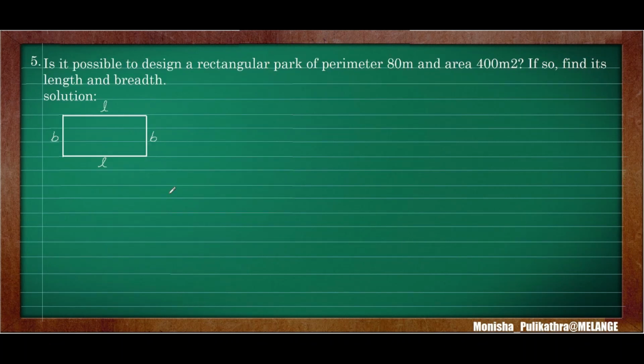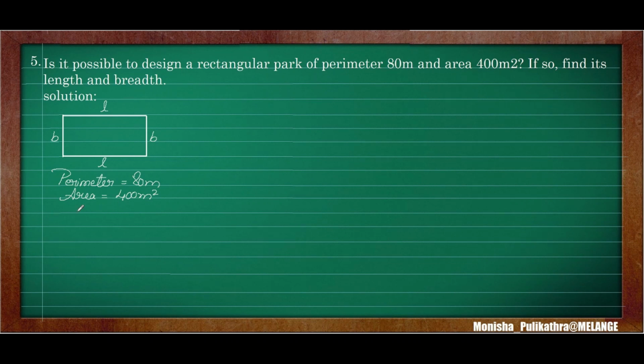Moving on to the last question of this session and the last question of this quadratic equation chapter. The question is: is it possible to design a rectangular park of perimeter 80 meter and area 400 meter square? Okay, here perimeter is given. Perimeter is 80 meter and area is 400 meter square.